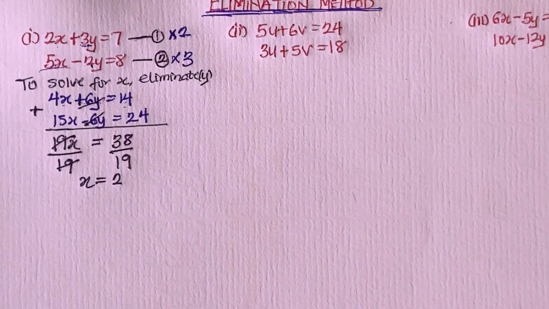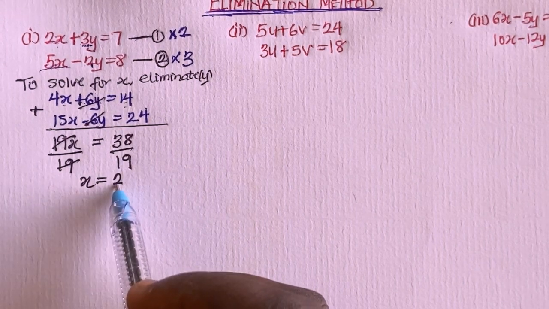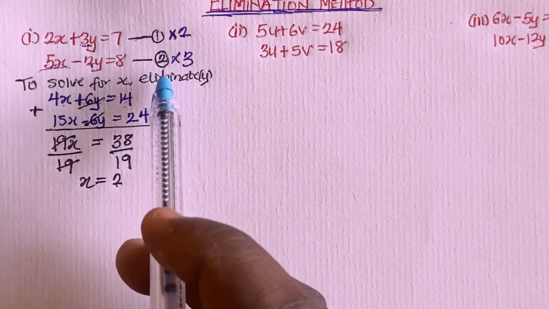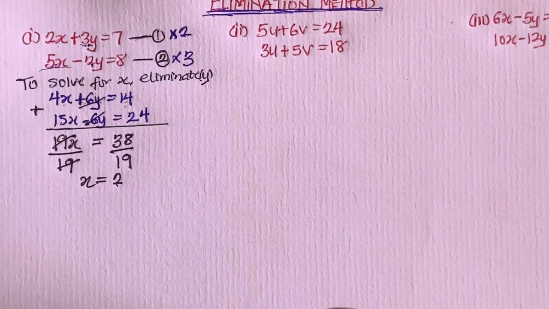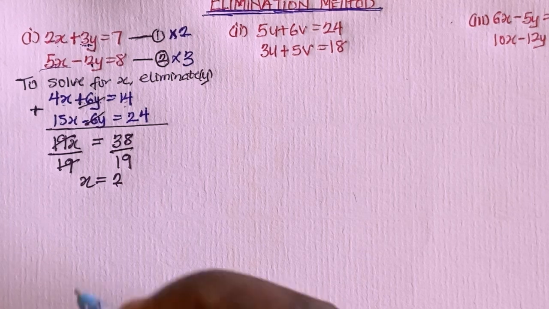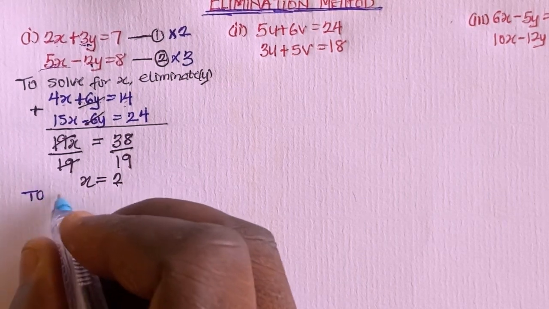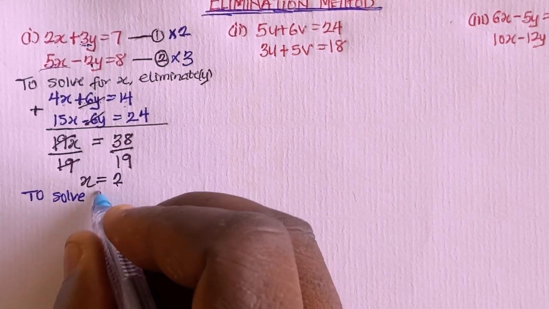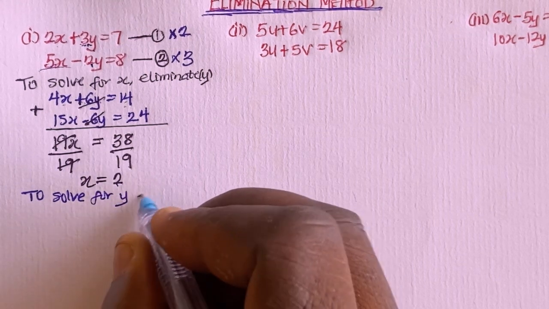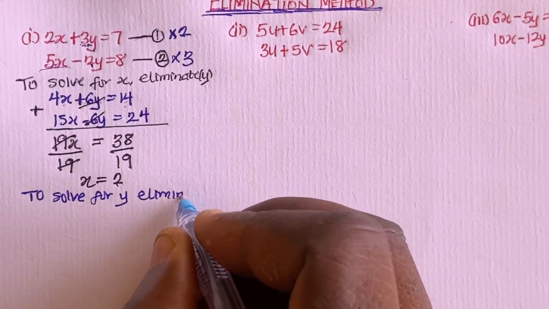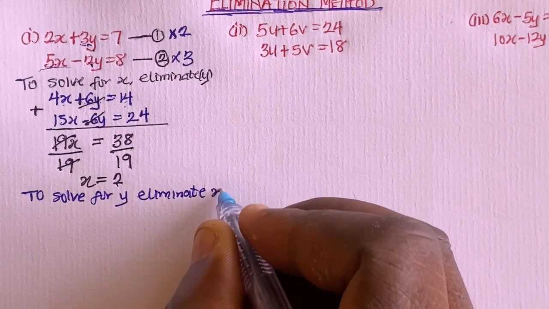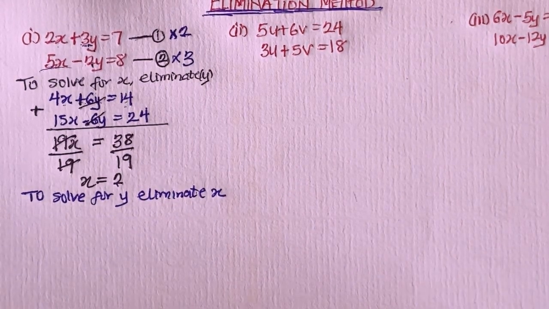Now the second thing I can do is substitute the value of x into equation 1 or equation 2 and get the value of y. But I'm using the elimination method. That means to solve for x, I must eliminate y. Now to solve for y, I will eliminate x, exactly. To solve for y now, I'm going to eliminate x.